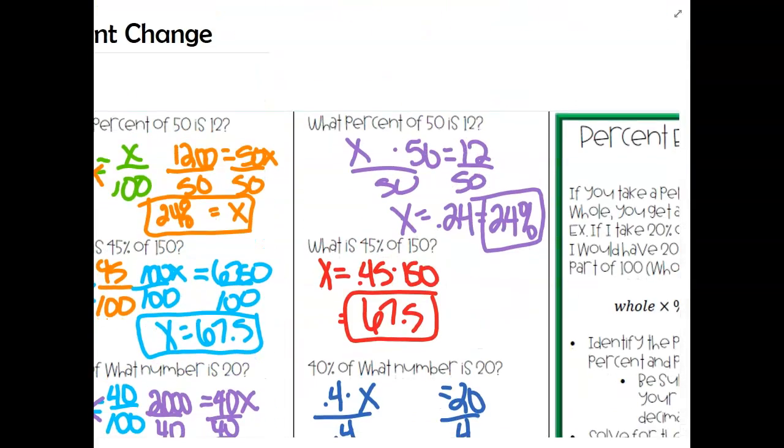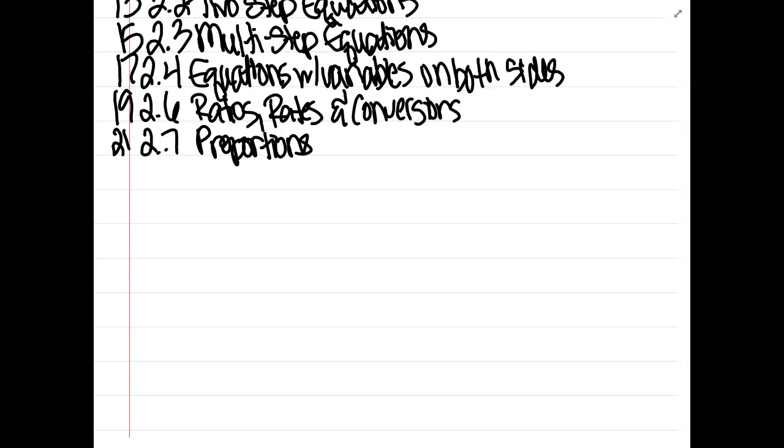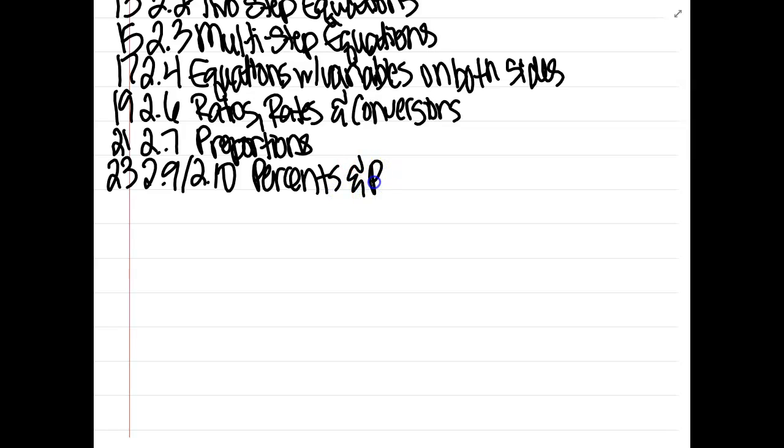Okay, all right, let's get this glued into page 27 of your notebook. Is that right? I think. No, that's last year. What page are we on? Sorry, page 23. I was using my notebook from last year. 23. This is 2.9, 2.10, percent, and percent change.